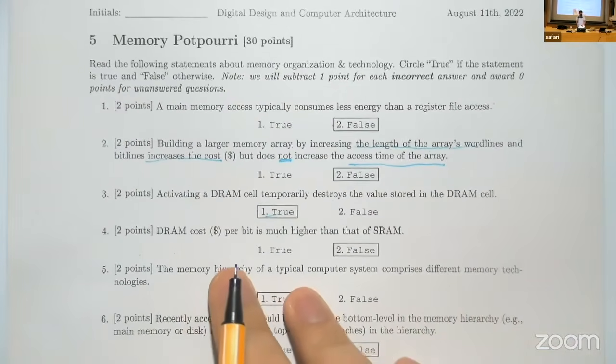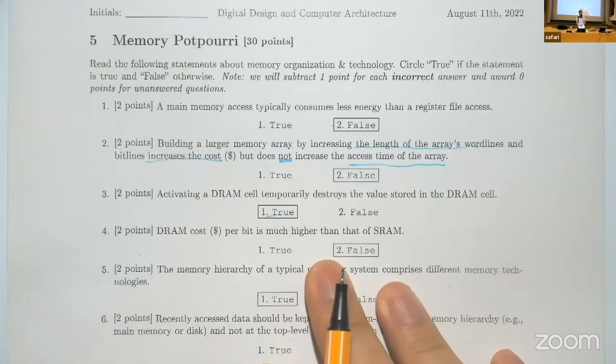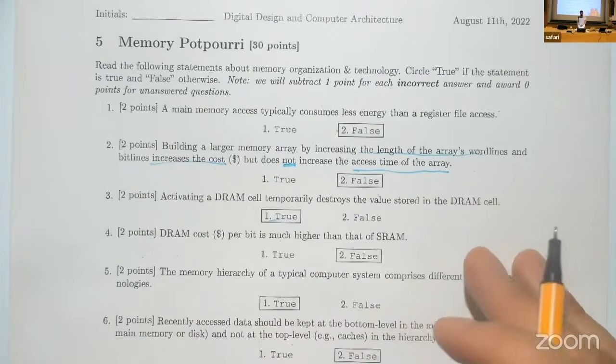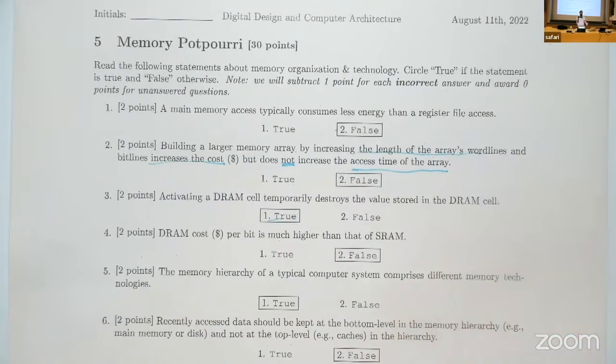The fourth one is: DRAM cost in dollars or Swiss francs per bit is much higher than that of SRAM. This is false because, I mean, the real reason is manufacturing technology limitations, but another way to find this out is that we don't have SRAM that is as dense as DRAM in our systems today, and the main reason is essentially cost. Yeah, DRAM costs much less to produce per bit than SRAM.